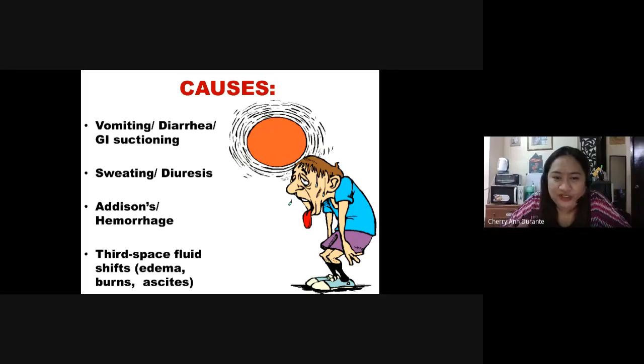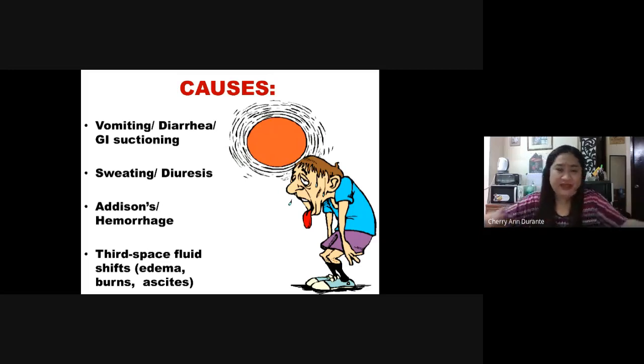Have you ever heard of Addison's disease before? Narinig na? Addison's disease? Anyone? Hindi pa po ba ito narinig? Pwede, you can answer using chat or emoticons. Have you ever heard of Addison's disease before?